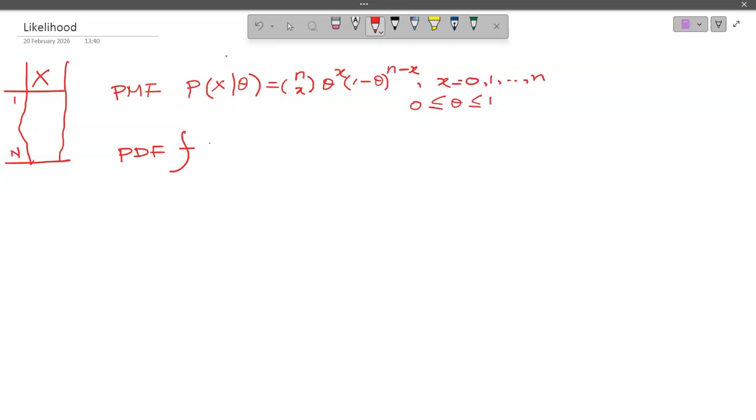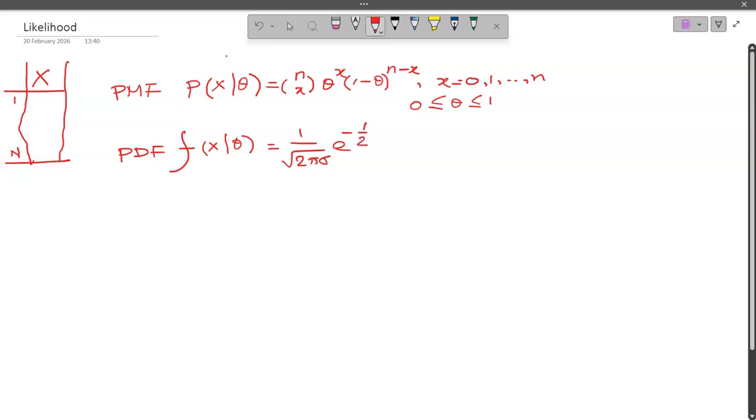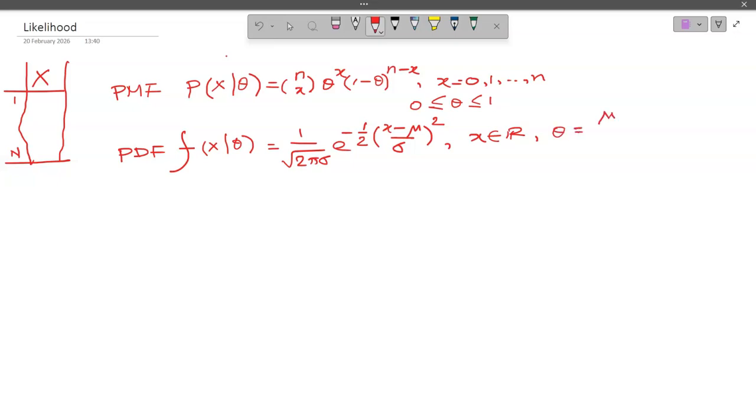f of x given, say, sigma square, given the parameter theta, equal to, say, normal variate, 1 by root 2 pi sigma e to the power minus half, x minus mu by sigma whole square, where x takes value in the real line, and our parameter theta is the vector of mu, sigma square. So this is called PDF, probability mass function or probability density function.